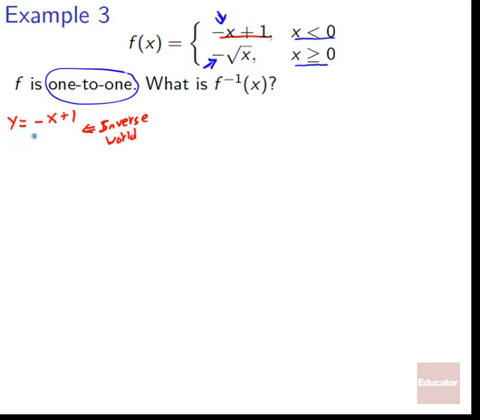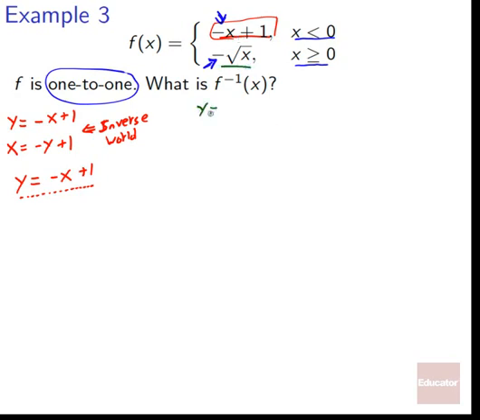So swap their locations, we interchange them, and we are now at, not negative x, the negative does not swap. We are at x equals negative y plus 1. We move the y over, move the x over, we get negative x plus 1. So y equals negative x plus 1, which is going to give us F inverse for at least the first rule here. Now what about the other one? Let's do it as well.